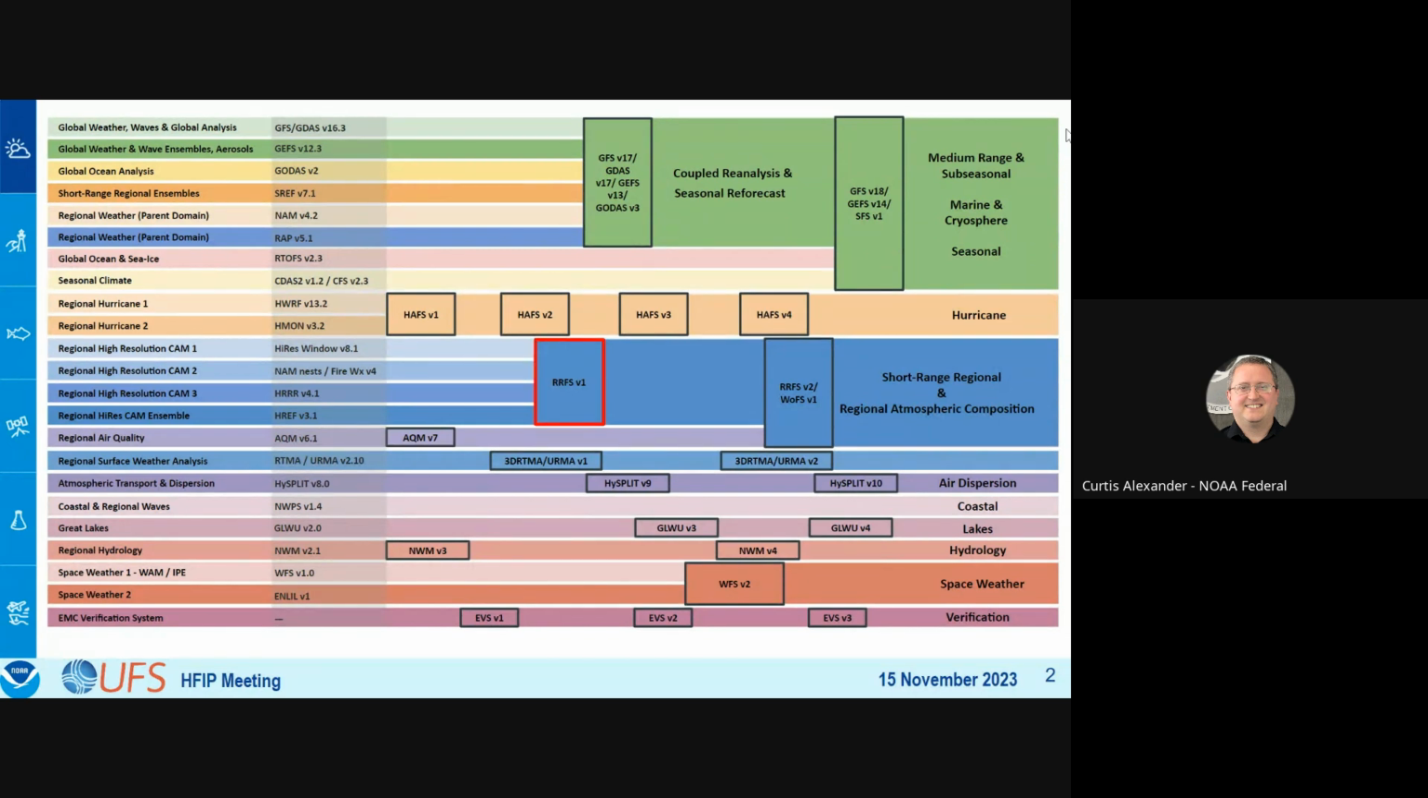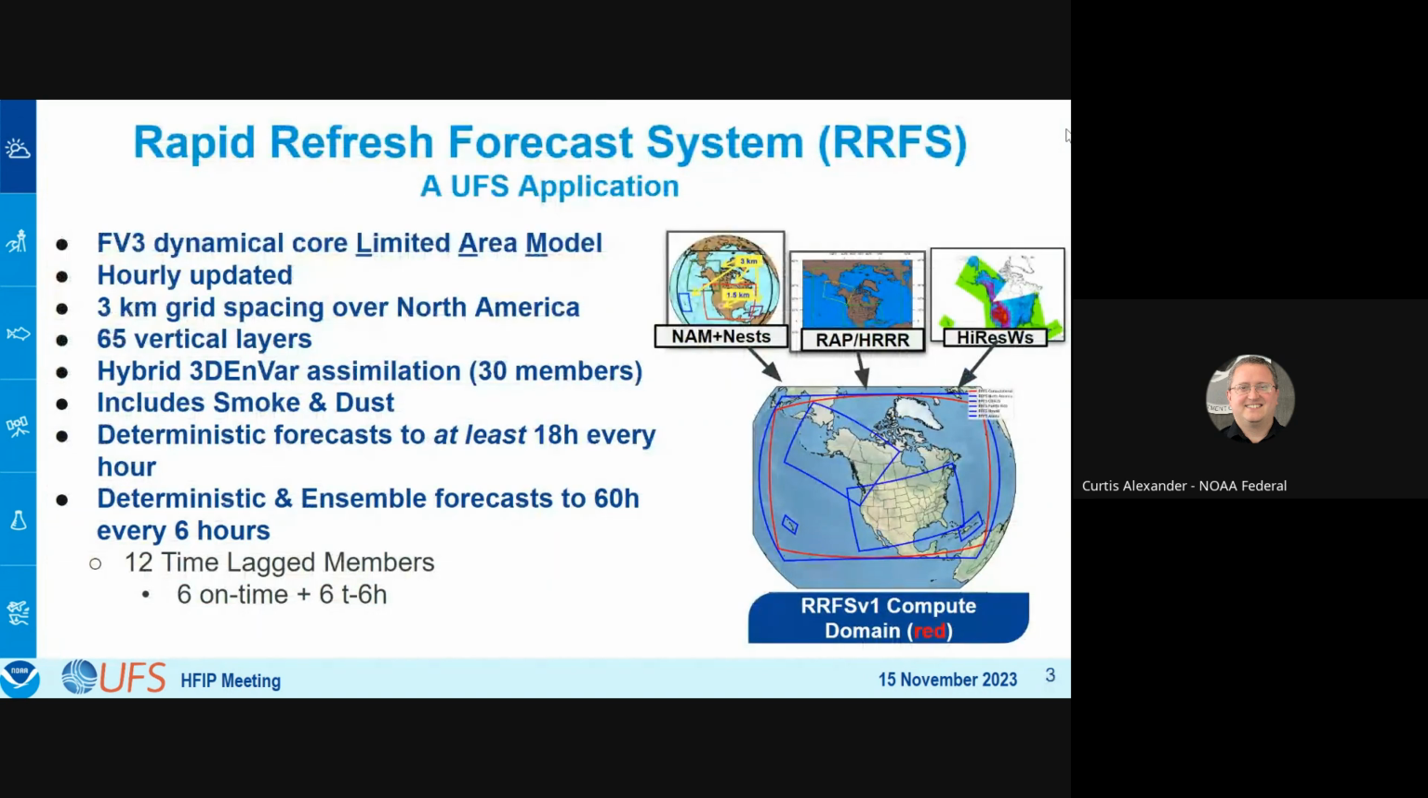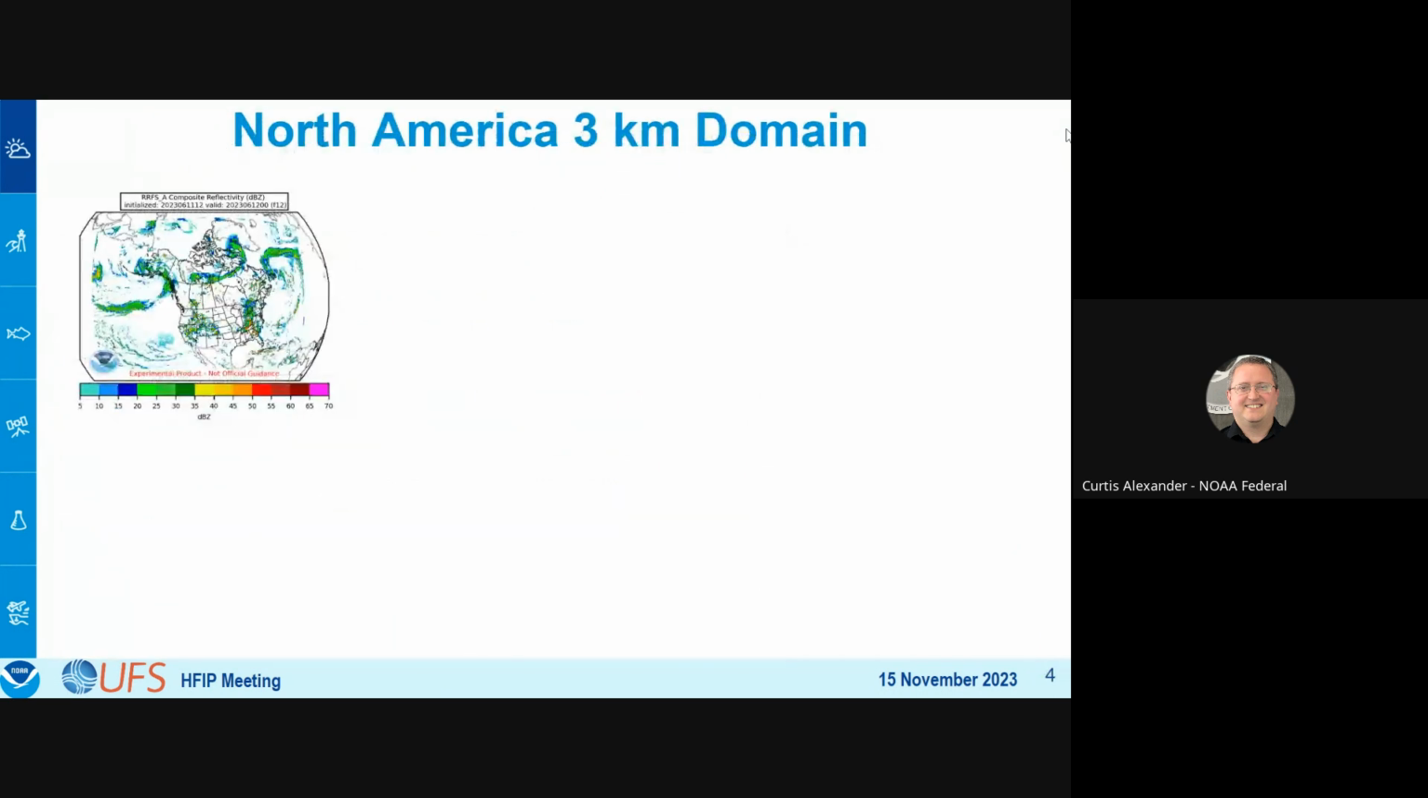Next slide. So for those that aren't familiar, I think at this point most probably are, we have this FV3 based RFS that's going to be hourly updated, 3 kilometer grid spacing over all of North America, 65 vertical levels, and a hybrid 3DVar data simulation. And I'll talk more about that in a minute, along with some additional physics enhancements that will include smoke and dust treatment. We've been making forecasts to 18 hours every hour, ensemble forecasts, and single deterministic forecasts to 60 hours once every 6 hours.